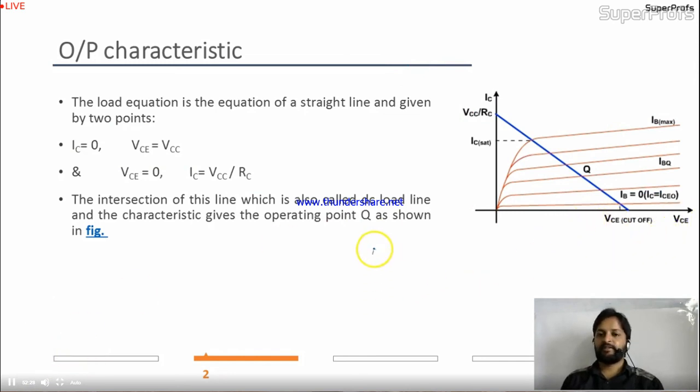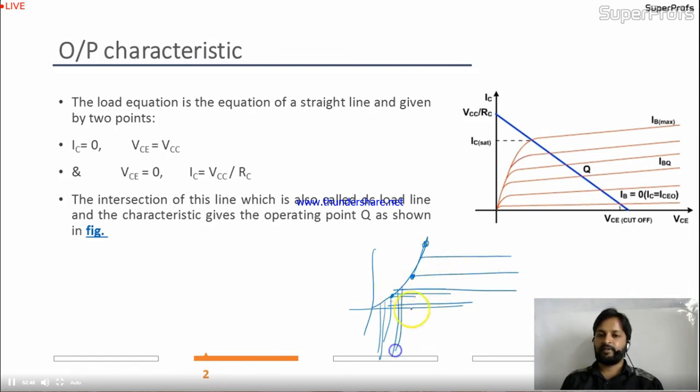Is it okay? See, if your circuit is like this, you can choose the Q point over here, or over here, or over here. If you choose the Q point over here, you'll get distorted output. Input-output mapping will not be good over here. But if you take this point, you'll get perfect input-output mapping. So this Q point is in our hand, how we choose it.